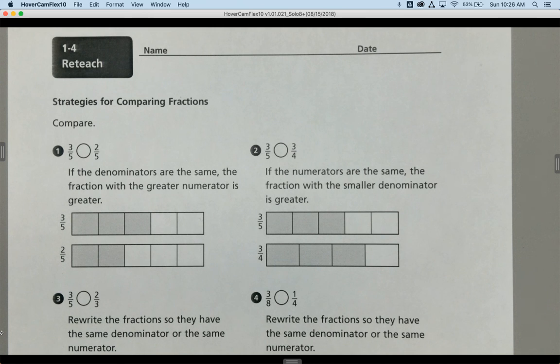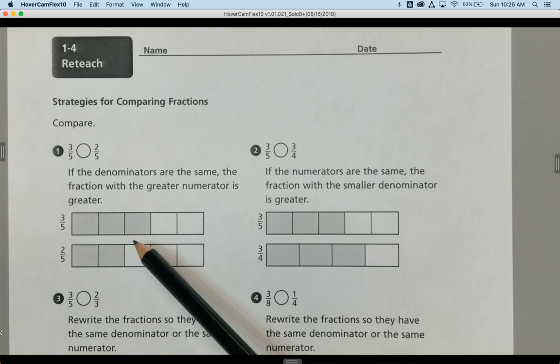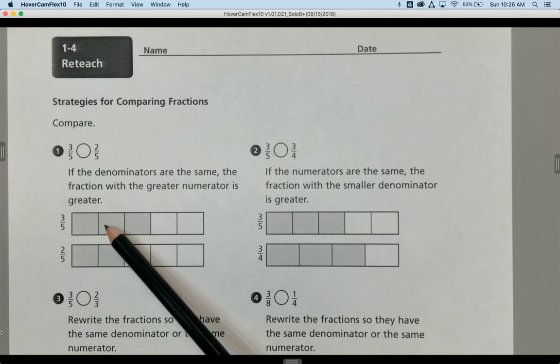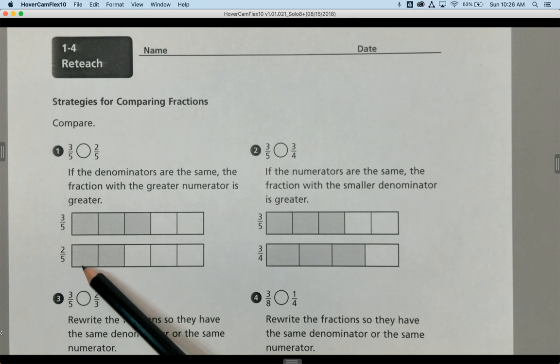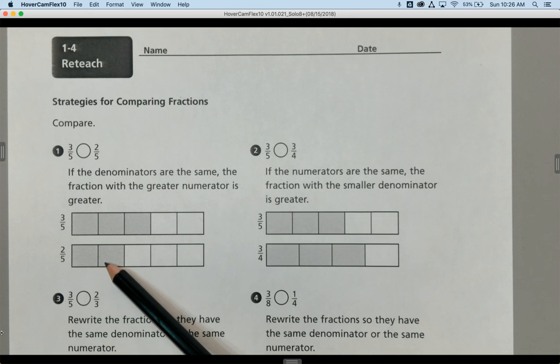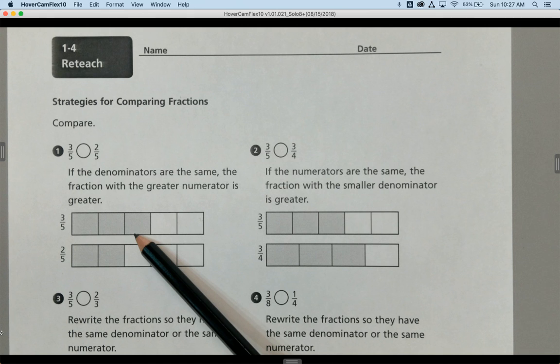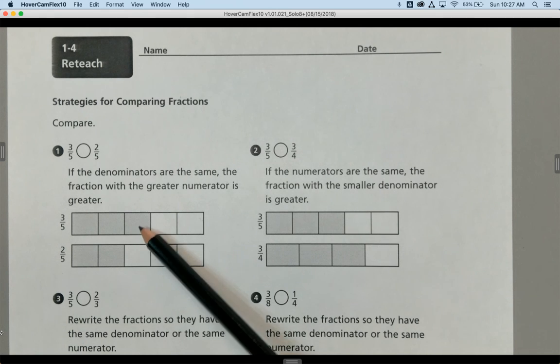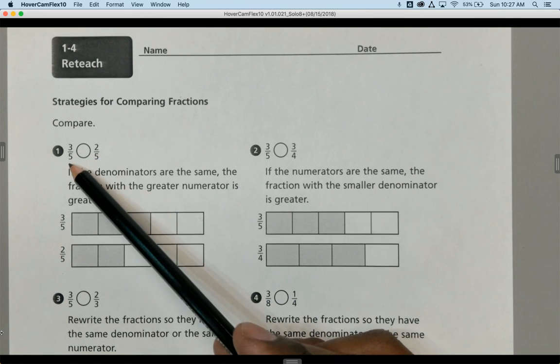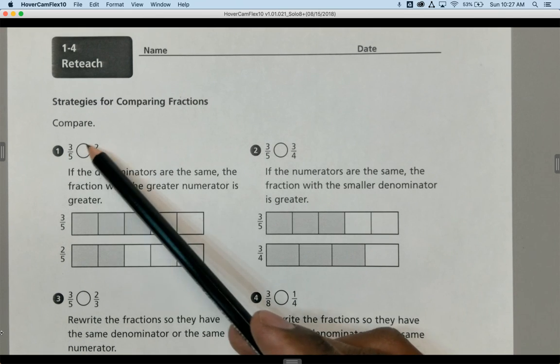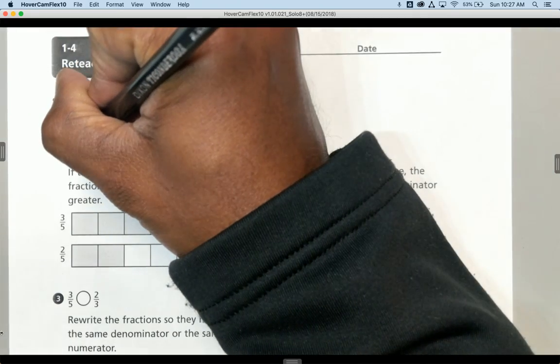Now, in the case of comparing 3/5 with 2/5, as has been shown here in the visual model, we can clearly see that 3/5 is greater than 2/5. 3/5 is the sum of 1/5 plus 1/5 plus 1/5. 2/5 is the sum of 1/5 plus 1/5. Clearly, visually, we can see that 3/5 is greater than 2/5. When the denominators match, it's as simple as just comparing the numerators. 3 is greater than 2. Done.